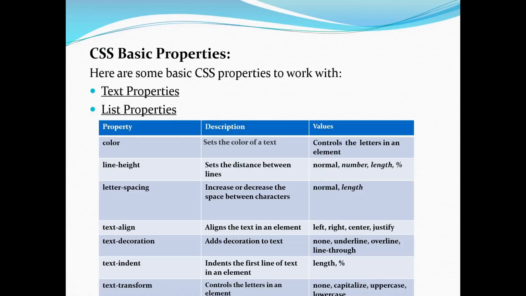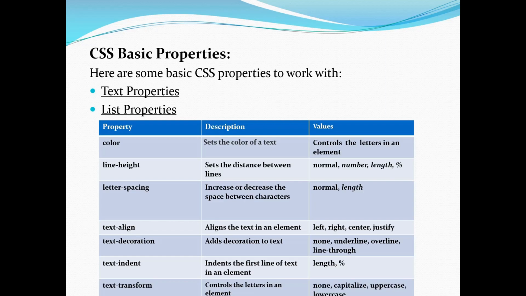The topic for today is CSS Basic Properties. We will start with the text properties first. Properties are basically used in CSS to beautify your text. We have different properties for text, different properties for border, different properties for the list. Let's look at it in detail.